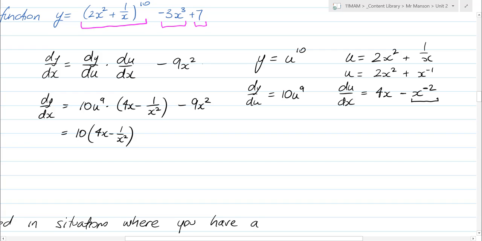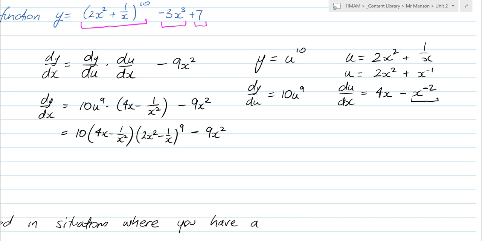So I'm going to bring that out the front. Whereas the other one, which is my u, remembering that u is 2x squared minus 1 over x, is to the power of 9. So I'm going to put that at the back because it has a higher power. So you wouldn't lose a mark for not doing that, but that's standard notation, minus 9x squared. And that's my differential. Now, this is where some people go, done, and move on. We're not actually quite done yet.